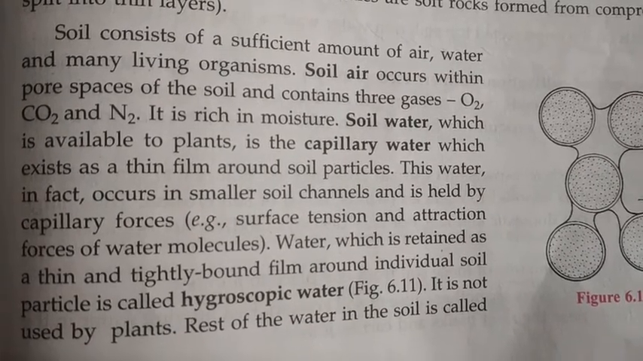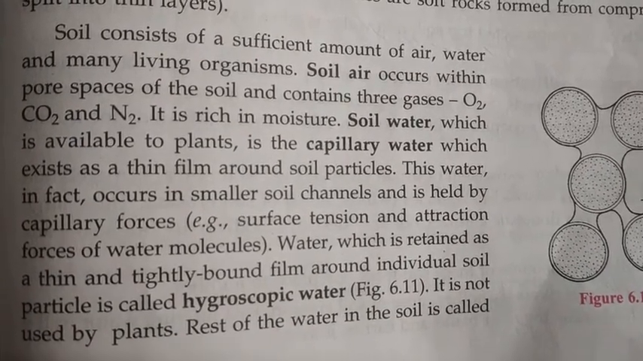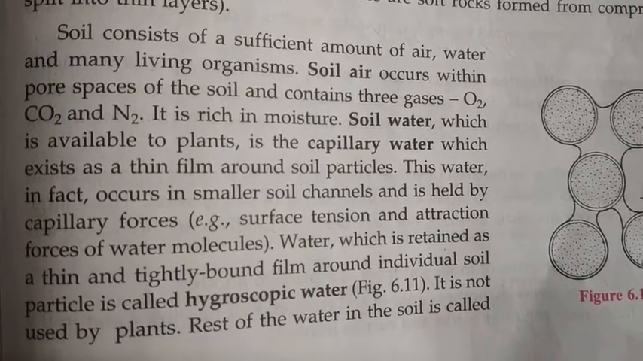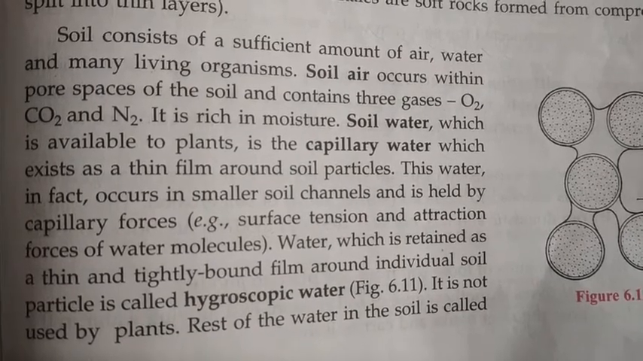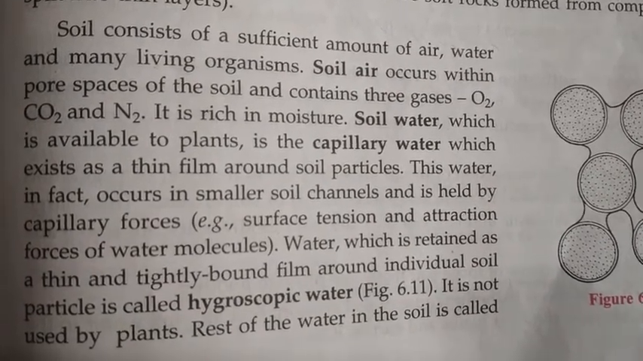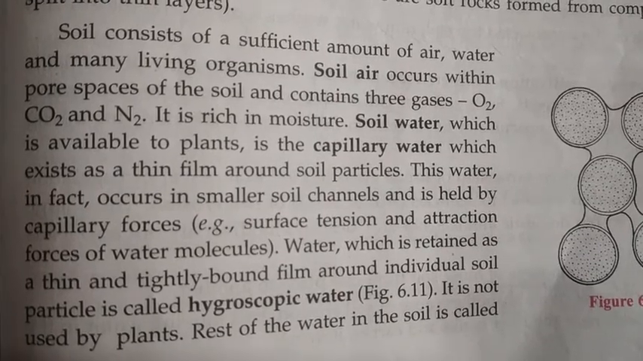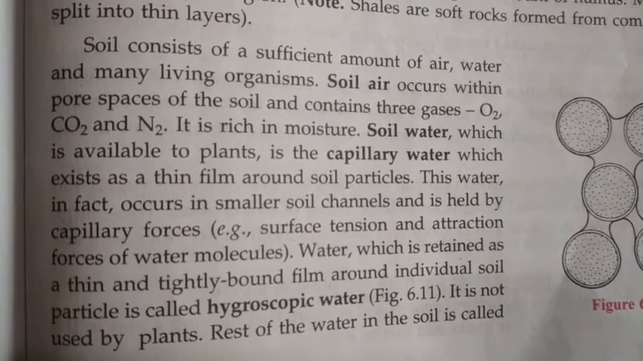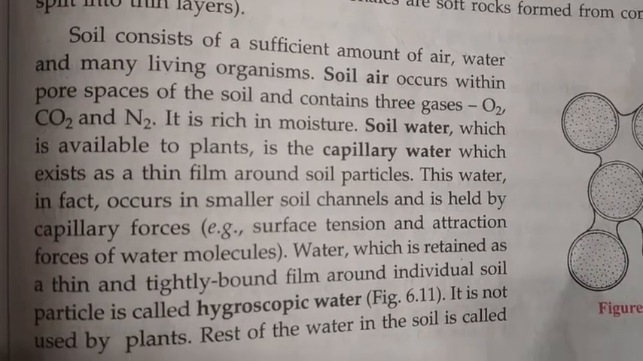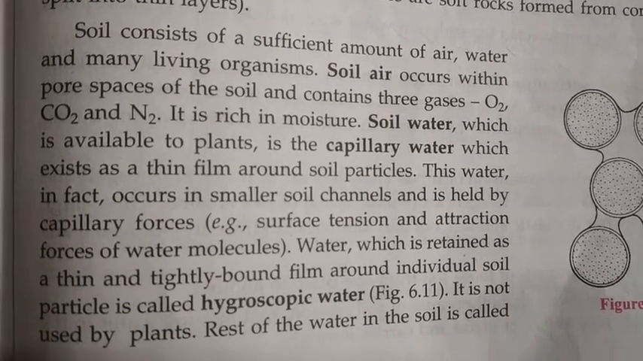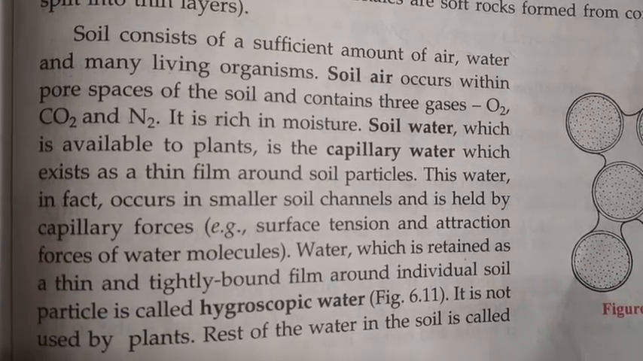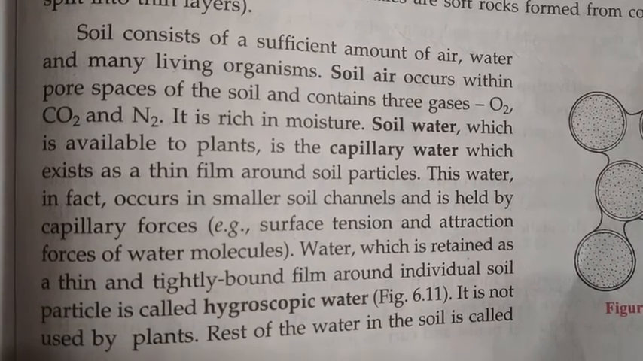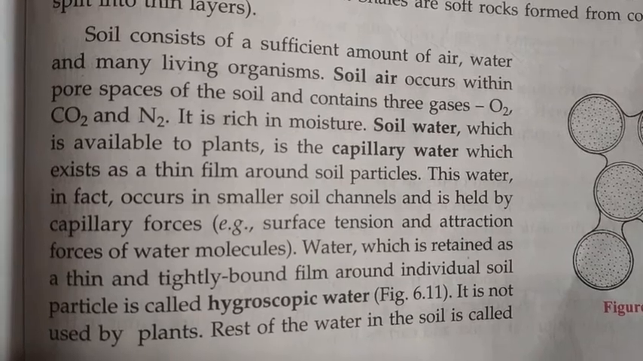Soil air occurs within the pores of the soil, and it contains mainly three gases: oxygen, carbon dioxide as well as nitrogen. The soil mainly consists of the three gases: oxygen, carbon dioxide and nitrogen. The soil is very rich in moisture.